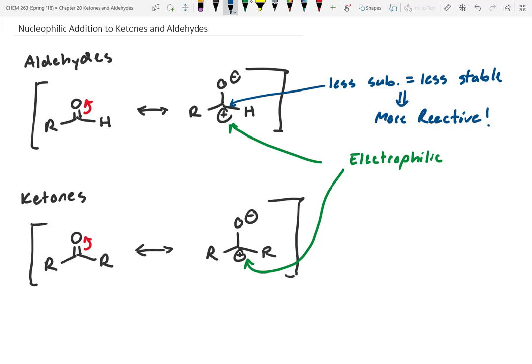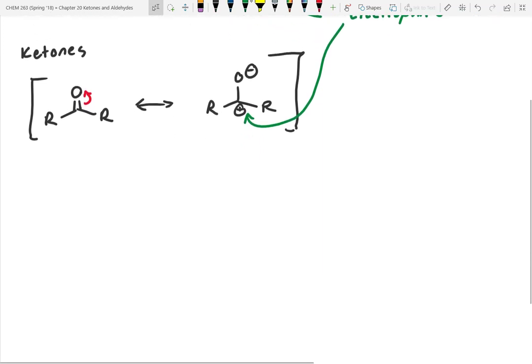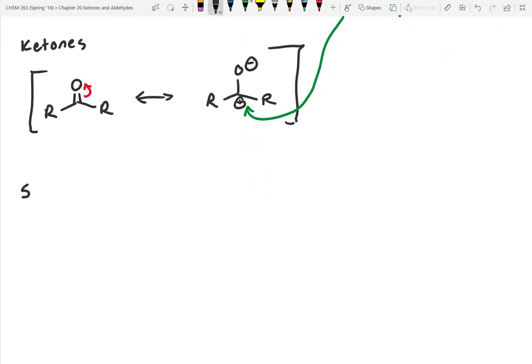All right. So in general, aldehydes are going to outcompete ketones. If there's a nucleophile around, the nucleophile will prefer to attack the aldehyde before it gets a chance to attack the ketone. So let's look at some basic mechanisms where nucleophiles attack these electrophiles. And this one's going to be under basic conditions.